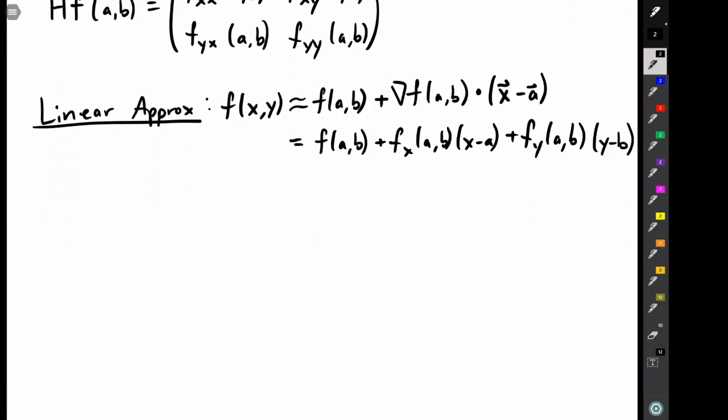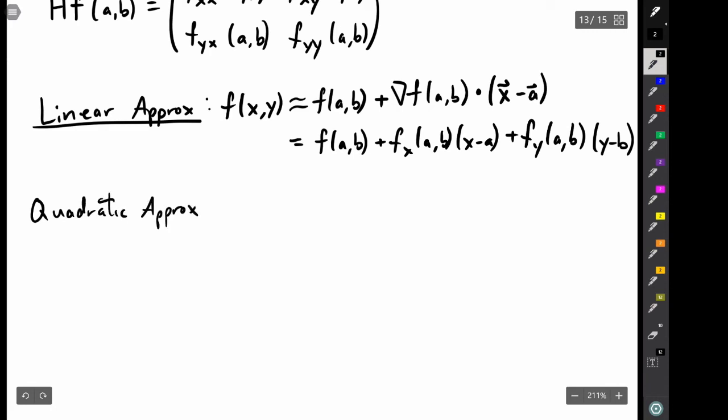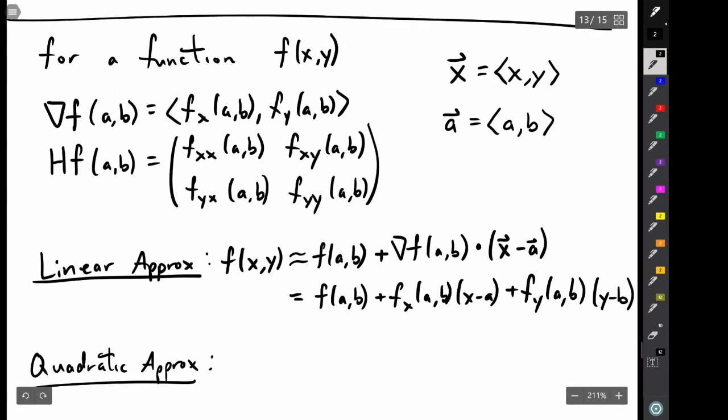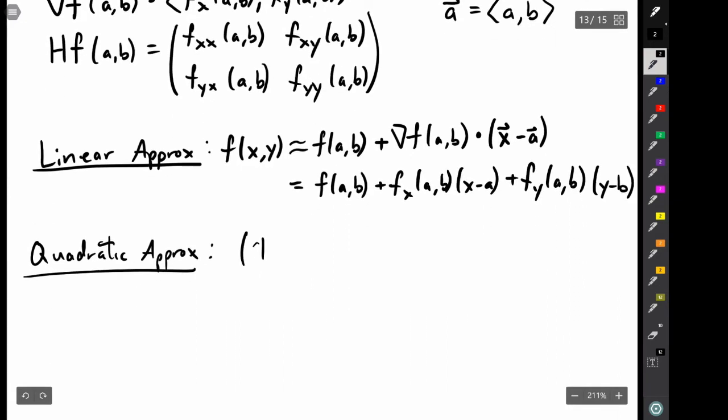Right? Now, how about a quadratic approximation? So how does this work? Well, here's where we get into a little bit of trouble with thinking of vectors as columns versus rows. We really want to think of vectors as columns here.